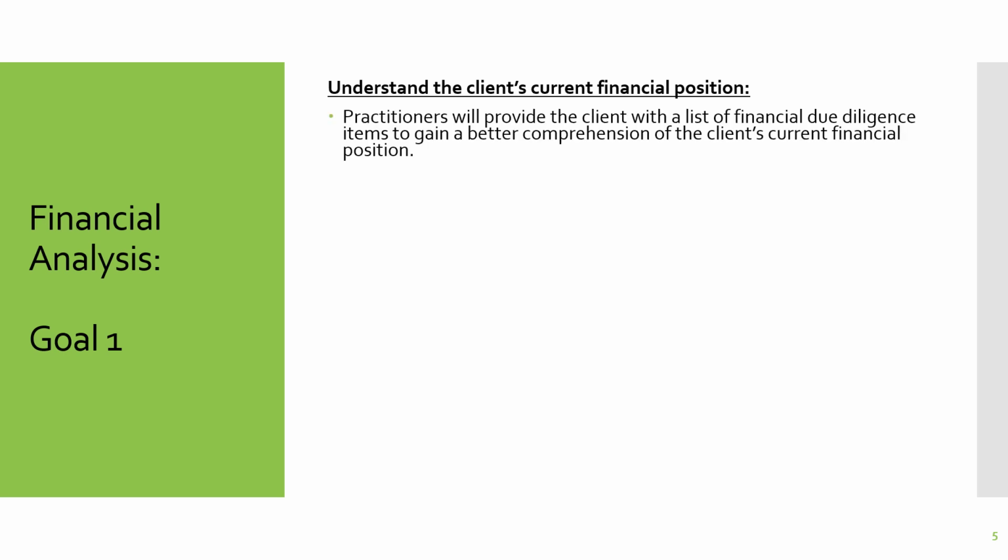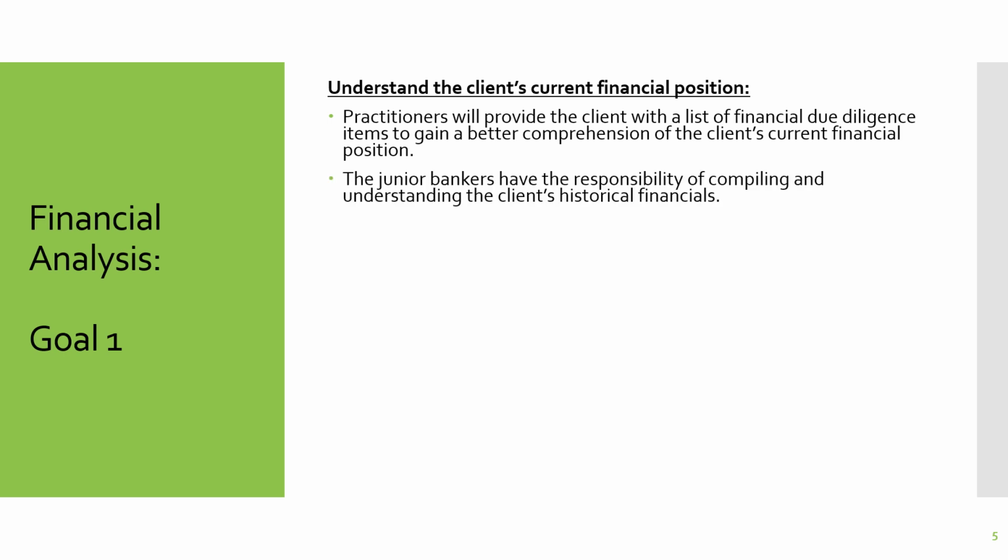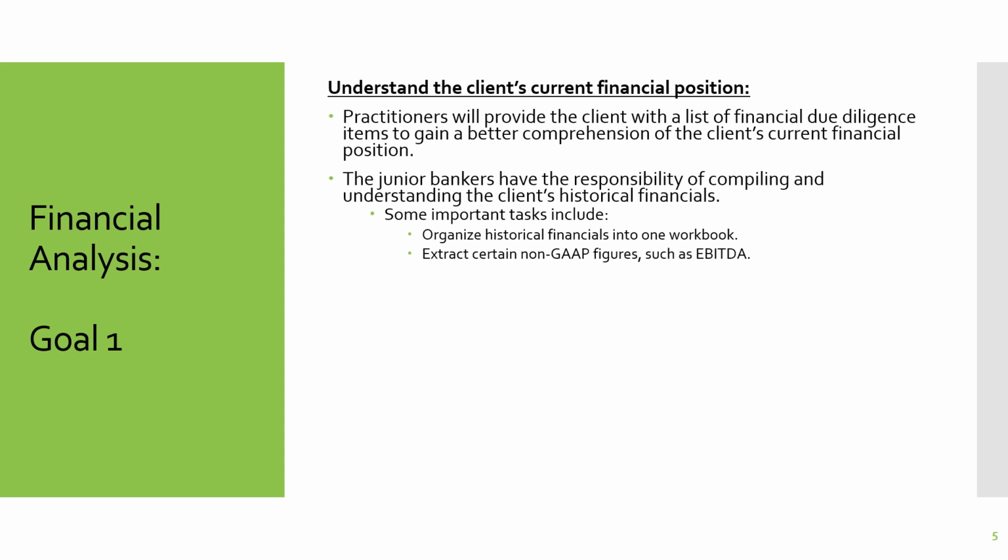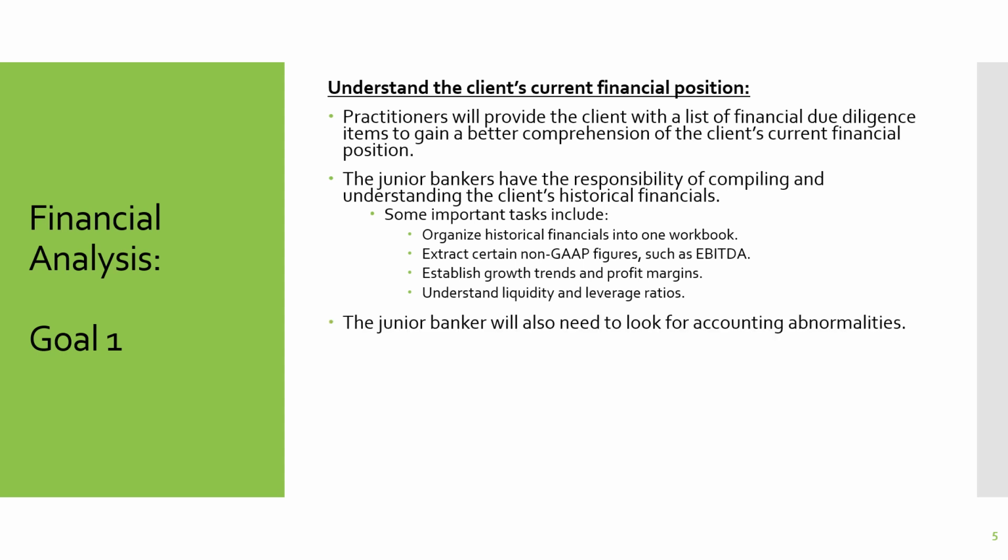Financial analysis. Goal 1. Understand the client's current financial position. Practitioners will provide the client with a list of financial due diligence items to gain a better comprehension of the client's current financial position. The junior bankers will have the responsibility of compiling and understanding the client's historical financials. Some important tasks to include are organize historical financials in one workbook, extract certain non-GAAP figures such as EBITDA, establish growth trends and profit margins, understand liquidity and leverage ratios.